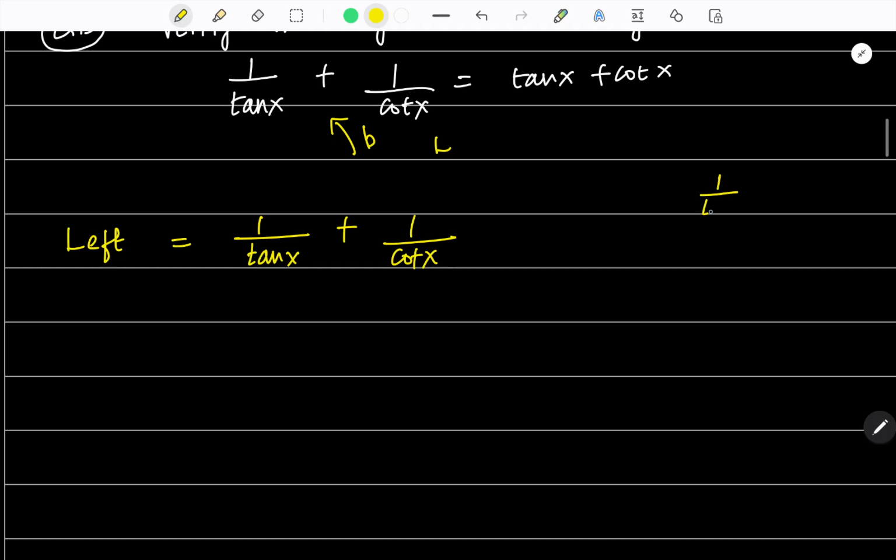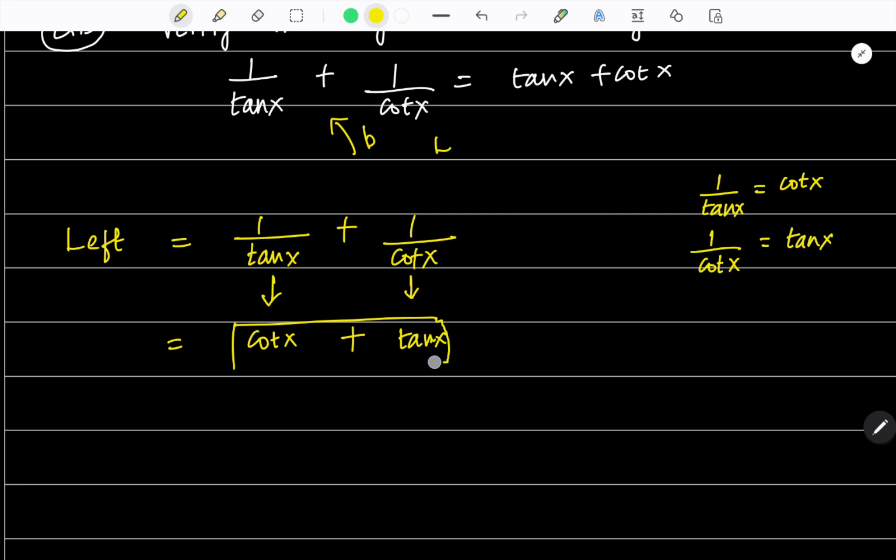We know very well 1 over tan x is equal to what? Cot x. And 1 over cot x is equal to what? Tan x. So very easy. So what is 1 over tan x? Wow, fantastic. Cot x. And then plus. Marvelous. 1 over cot x is what? Tan x. So beautiful, right? So look at your right hand side, all of you, which is cot x plus tan x. So this is going to become your right hand side.